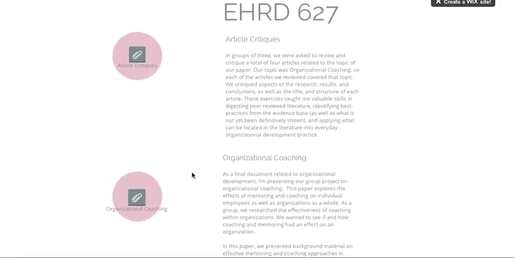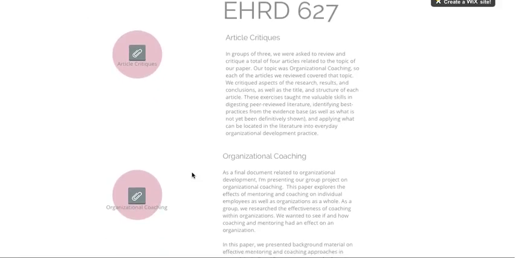When writing the paper, we chose to research the effectiveness of organizational coaching and mentoring within the organizations. From both assignments, we determined that there is very little literature covering the topic of organizational coaching, and what there is does not provide useful information. In fact, some of the information made that statement as well.